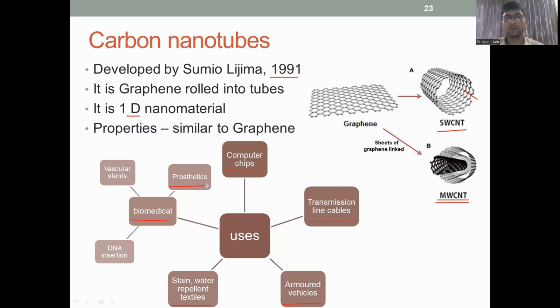It can be used to make prosthetics because it is flexible and strong. It can be used in making stents because it is small and strong. It can be used for DNA insertion. Basically, it can be used in genetic engineering. Carbon nanotubes can be used to transport DNA.